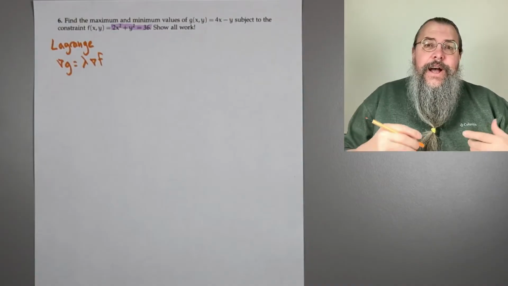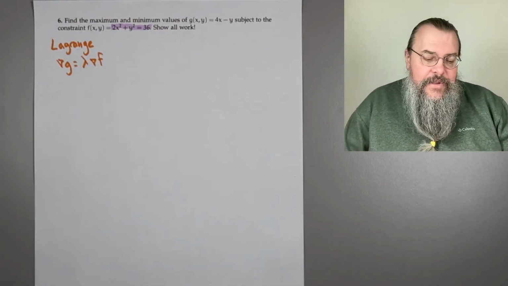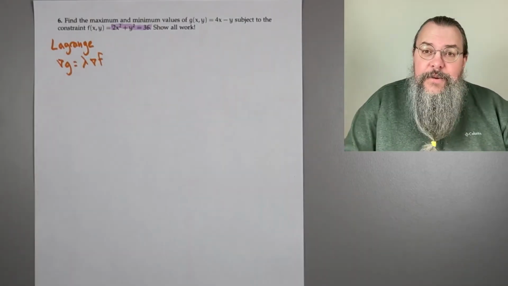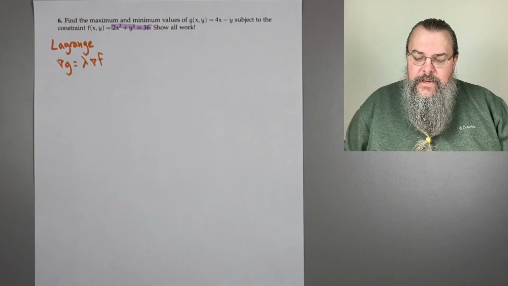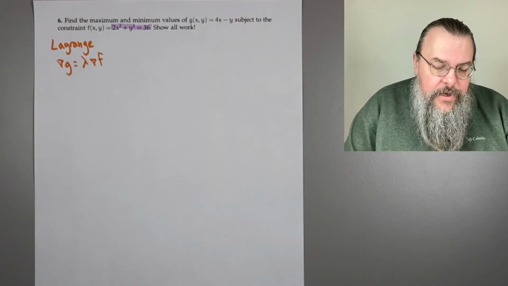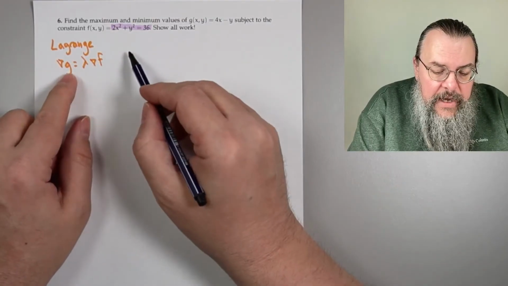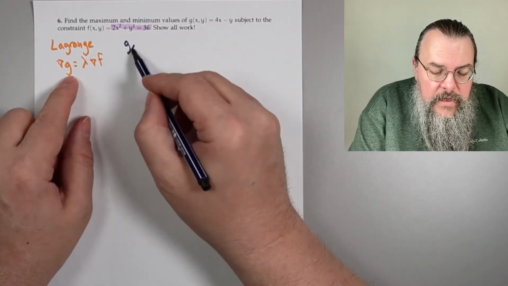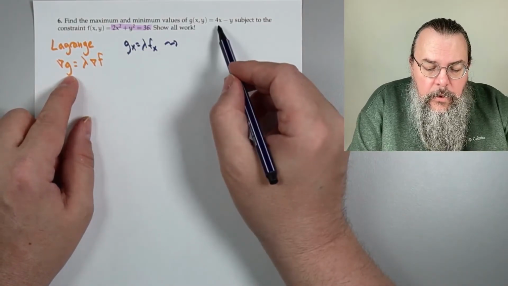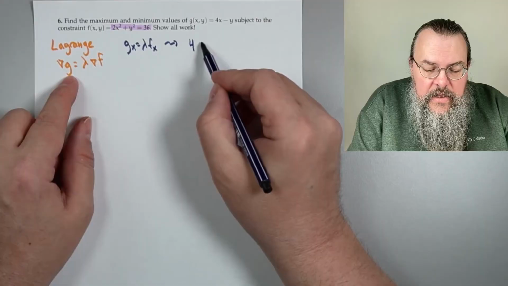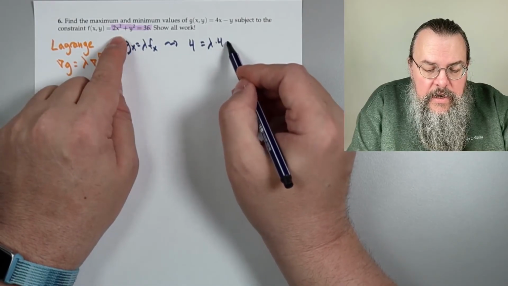Okay, so how do we use that? Well, let's go ahead and set this up. So this is really going to give us a system of equations. And from that, we're going to learn information. Okay, so what are our equations? So what do we have? G sub x equals lambda f sub x, which becomes 4 equals lambda times 4x.